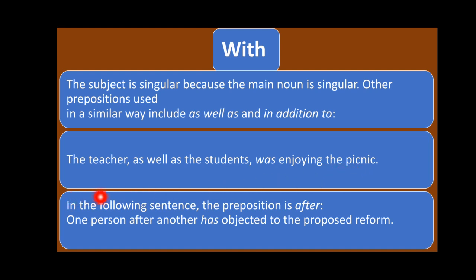And in the following sentence, the preposition is after. For example, one person after another has objected to the proposed reform. We can see one person after another. So there is also another, but this another is not going to affect one person, right? That's why a singular verb has is used here. One person after another has objected to the proposed reform, right?